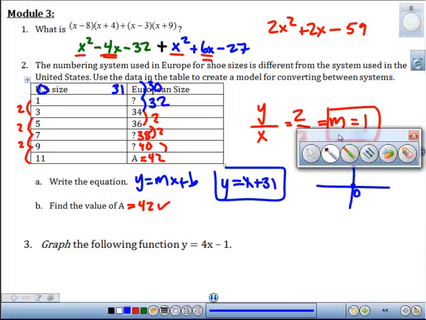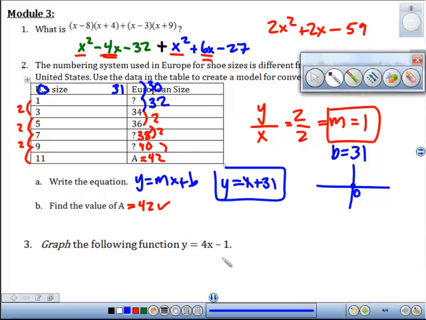Then the next thing, it says to graph this function. This is a linear function. I could tell because it has a degree of 1. It's in this format of y equals mx plus b. So I clearly see that my b is -1, and then the slope is going to be 4 over 1.